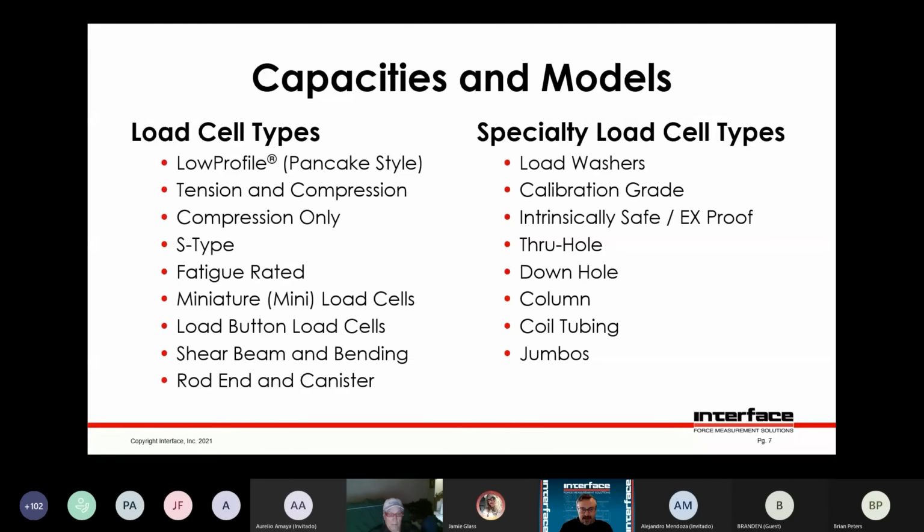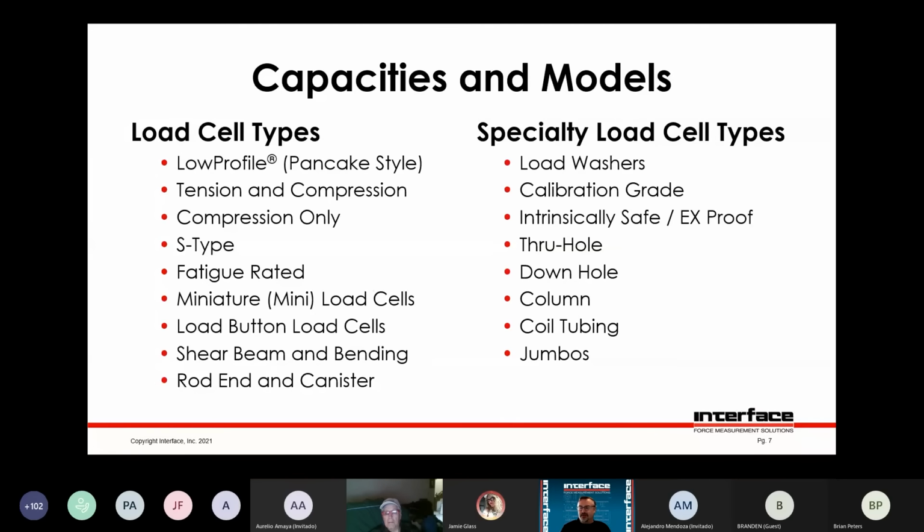You got rod end, canister load cells. Rod ends go on the end of threaded rods, for example. Load washers have through holes. You're going to be doing calibration work. Any intrinsically safe or explosion proof requirements. Your downhole for oil field use. Gigantic load cells for high capacity. So all kinds of considerations.